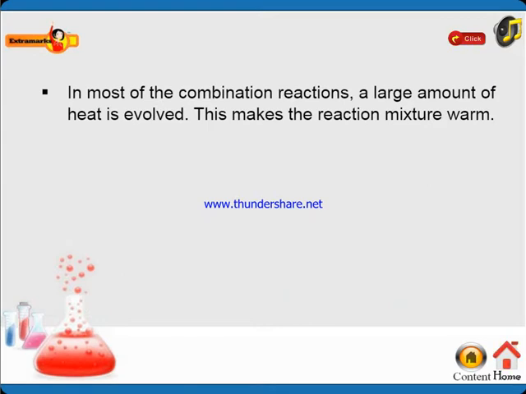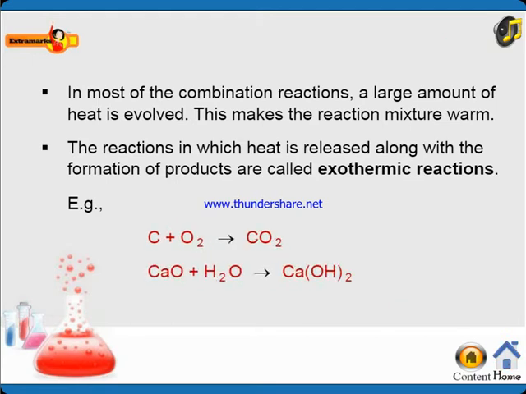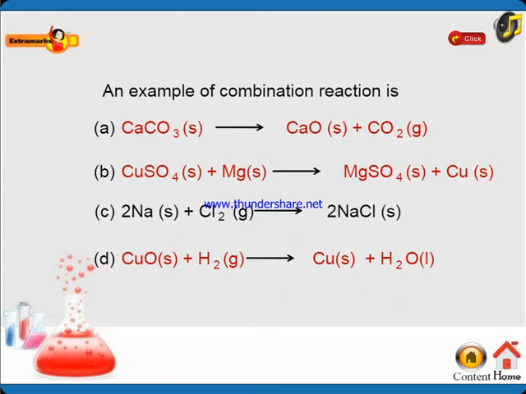In most of the combination reactions, a large amount of heat is evolved. This makes the reaction mixture warm. The reactions in which the heat is released along with the formation of the products are called the exothermic reactions. The correct answer is C.